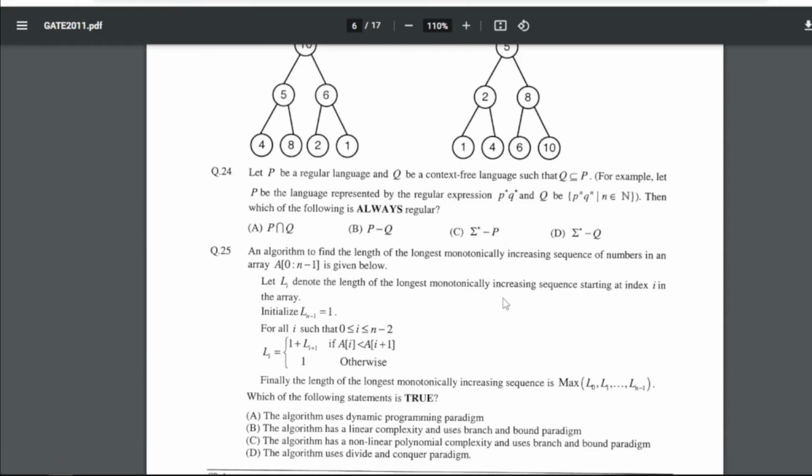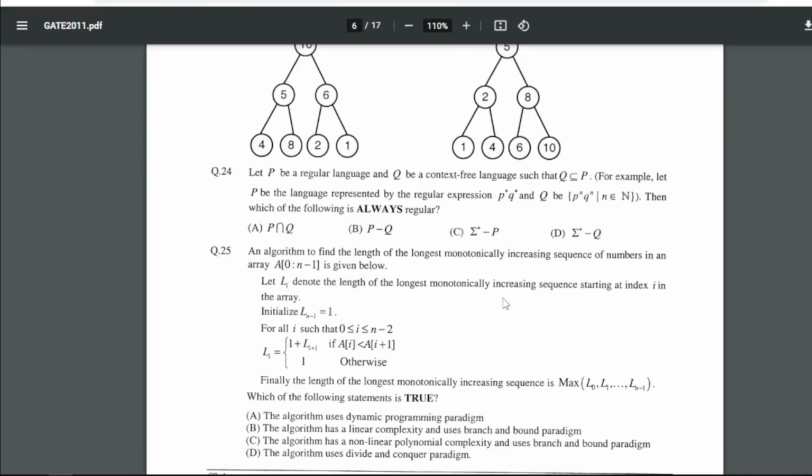Let P be a regular language and Q be a context-free language such that Q is a subset of P. For example, let P be the language represented by the regular expression P star Q star and Q be P^n Q^n, right? Then which one of the following is always regular? So in that case, for 24 our answer is C, that is in the domain sigma star minus P.